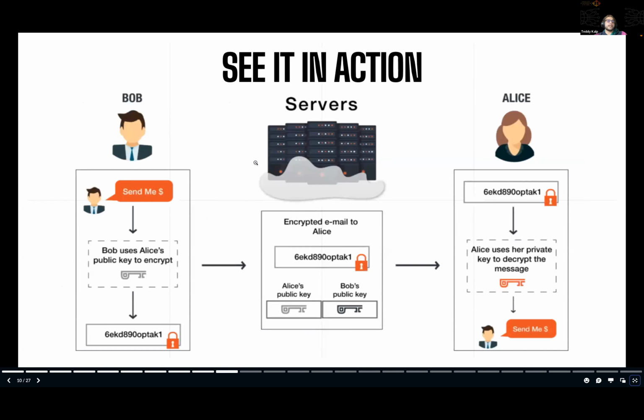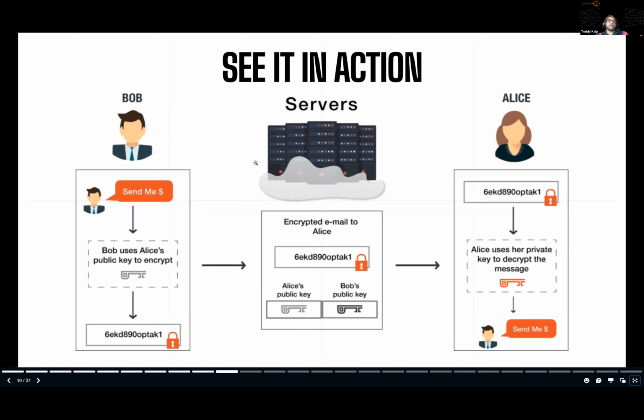So, kind of seeing it in action in the real world: if I'm Bob, I'm sending a message to Alice here, and I'm going through the server. I have Alice's public key, so I'm going to encrypt a message to Alice using her public key. In transit, it's going to go to Alice, and when Alice gets the message, it's encrypted with her public key.